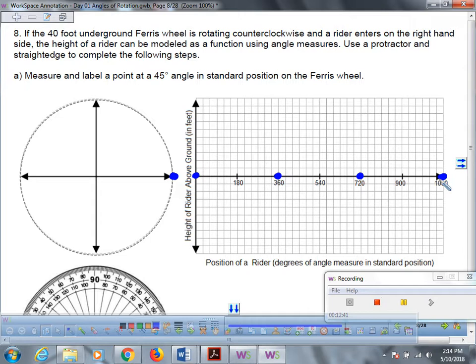That's what we're going to talk about right now. So we're going to go to 180 degrees, and I'm going to be at 0 as well. Next, I'm going to talk about 90. At 90 degrees would be right here.